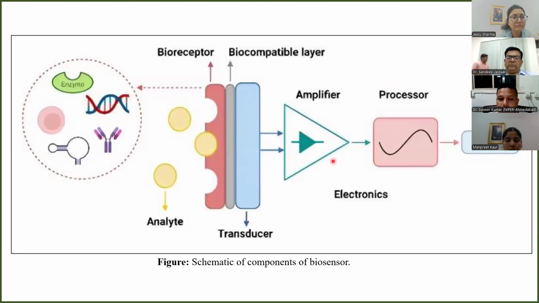When we talk about the components of the biosensor, there is the bioreceptor, the biocompatible layer, that is nanomaterials, and the transducer, that means cyclic voltammetry, differential pulse voltammetry, several things we can use as a transducer. And this is the electronics part, which is used for the conversion of our obtained result into digital form.